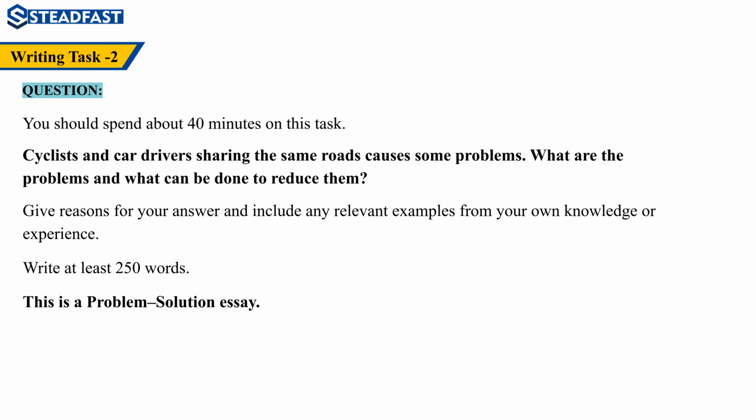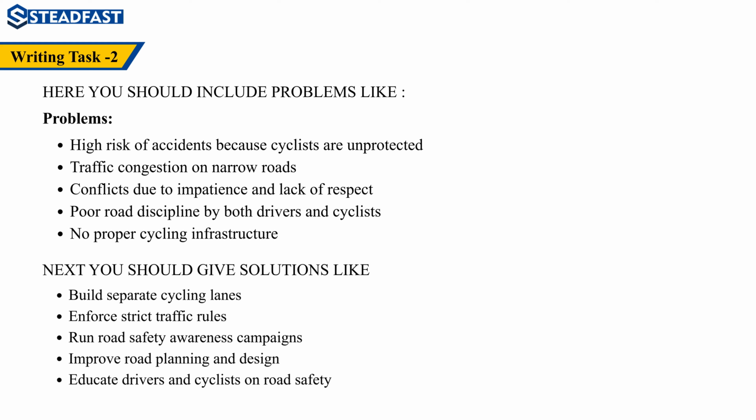This is a problem-solution essay. Here you should include problems like high risk of accidents because cyclists are unprotected, traffic congestion on narrow roads, conflicts due to impatience and lack of respect, poor road discipline by both drivers and cyclists, no proper cycling infrastructure. Next, you should give solutions like build separate cycling lanes, enforce strict traffic rules, run road safety awareness campaigns, improve road planning and design, educate drivers and cyclists on road safety.